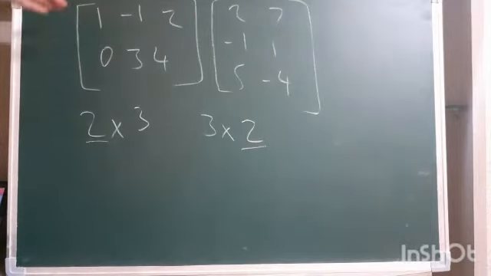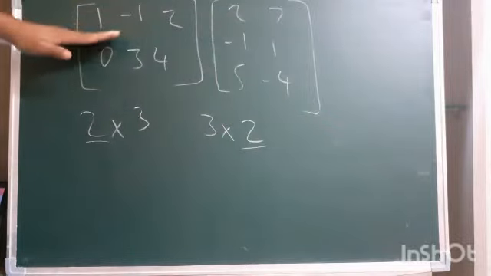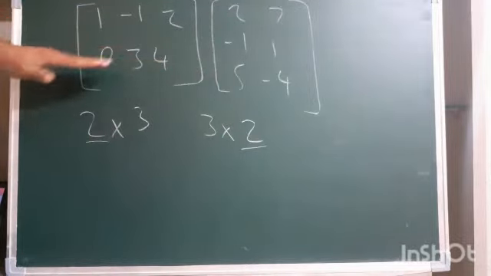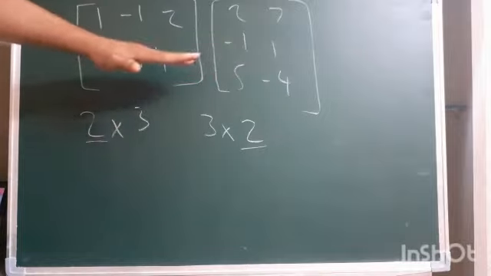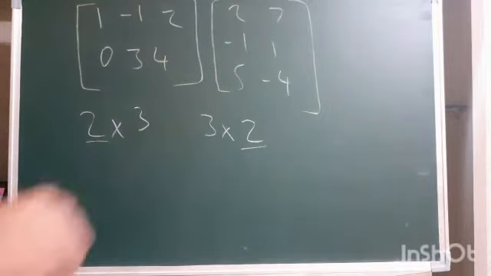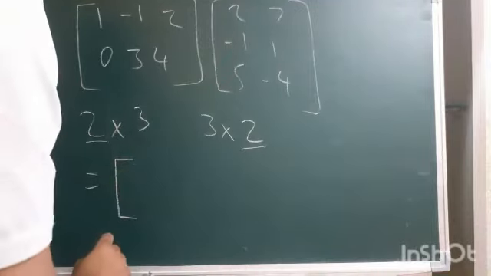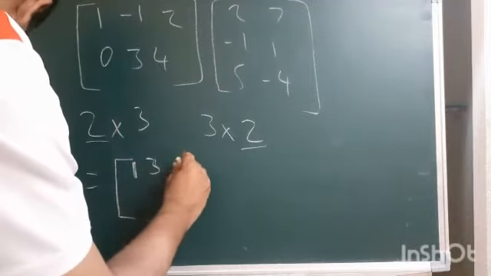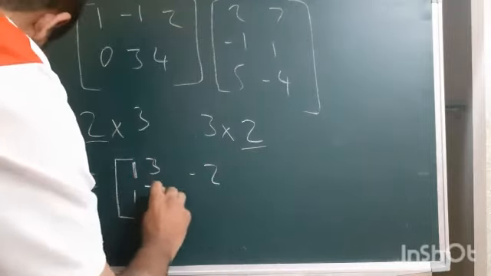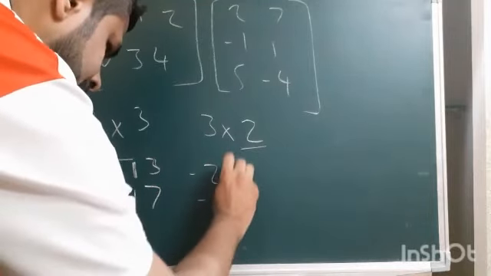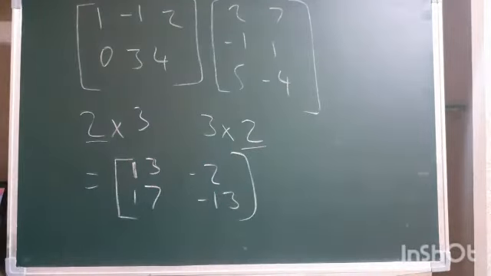Now we have to multiply first row by first column, then first row by second column, then second row by first column, and then second row by second column. So ultimately it would come 13 minus 2, 17 minus 13. So this is how we multiply the matrices.